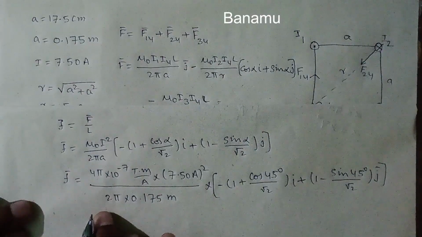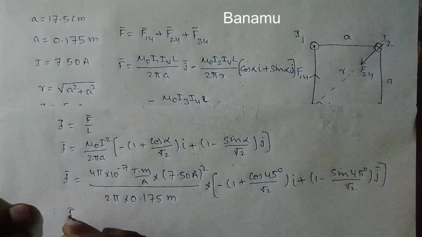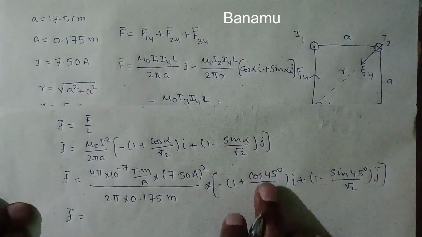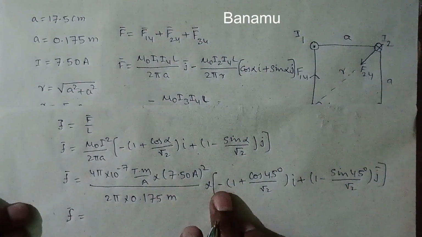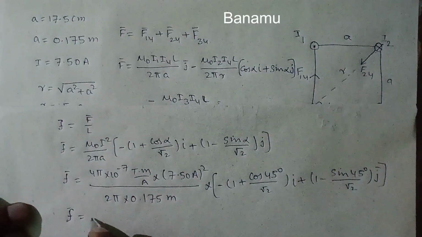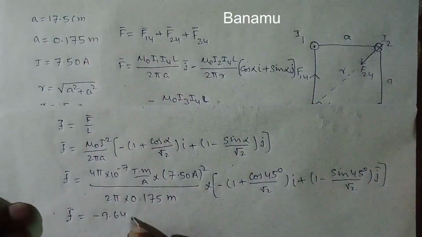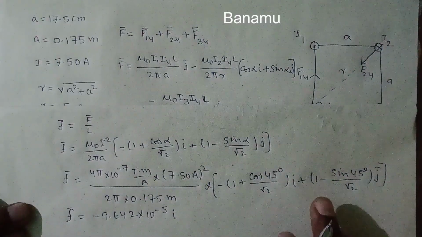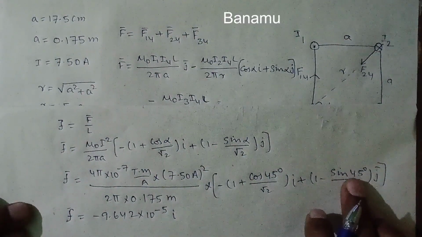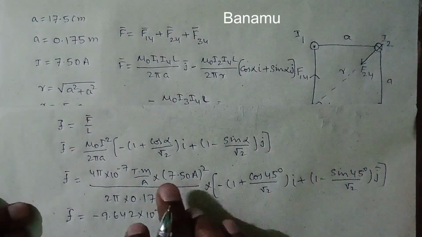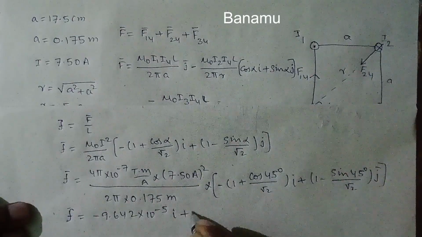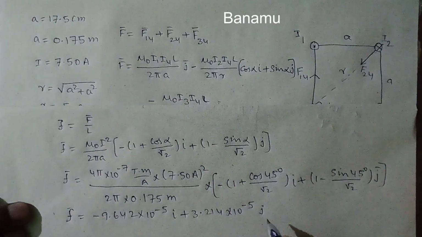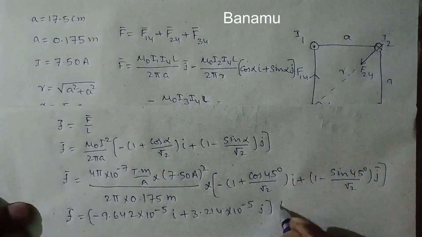Simplifying the equation, the magnetic force per unit length: cos 45 by root 2 is equal to 0.5. 0.5 plus 1 is equal to 1.5. 1.5 into minus, this value is minus 9.642 into 10 to the power of minus 5 i bar, and sin 45 by root 2 is 0.5. 1 minus 0.5 is equal to 0.5. 0.5 into this value is plus 3.214 into 10 to the power of minus 5 along the direction j bar. So the unit is newton per meter.